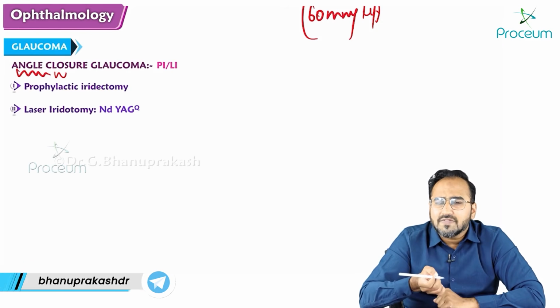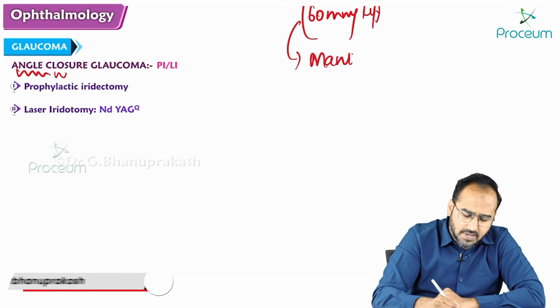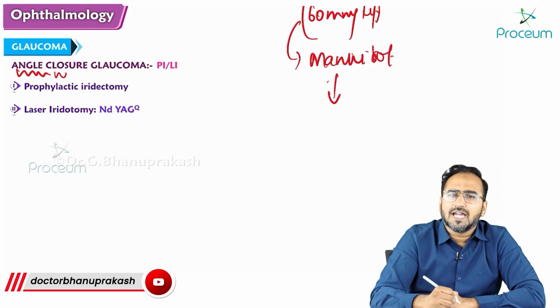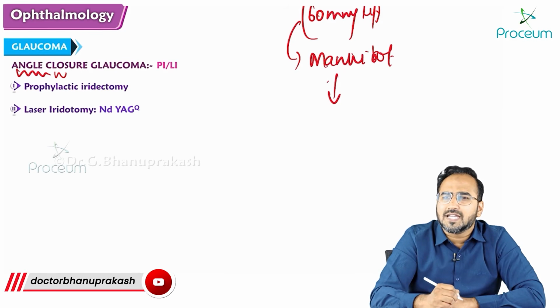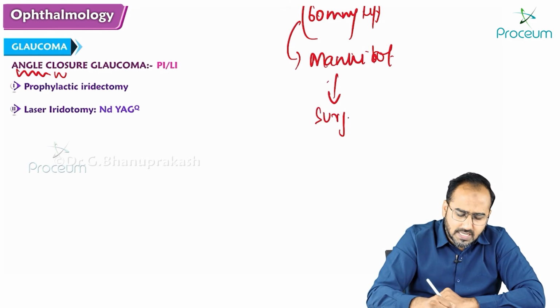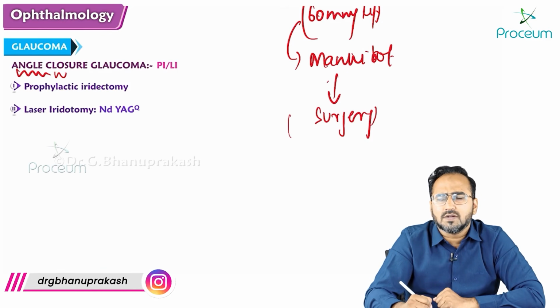So, what is the drug that is used to decrease the pressure? When a patient comes with angle closure glaucoma, I will give the patient mannitol. His intraocular pressure decreases. Then what should I do, guys? Then I have to go for the surgery. Now you will be asking, sir, what surgery will you go for in angle closure glaucoma?